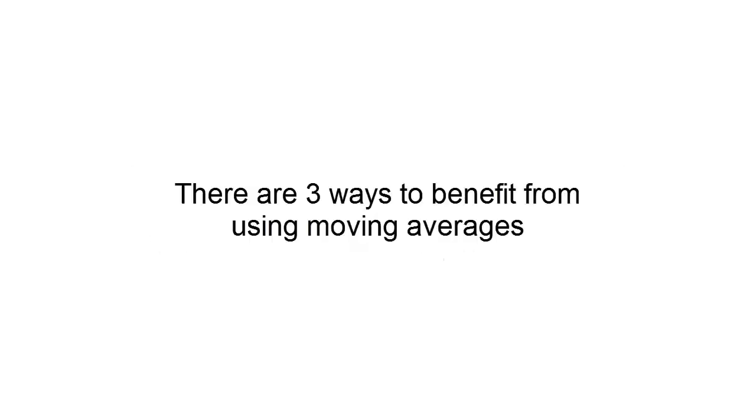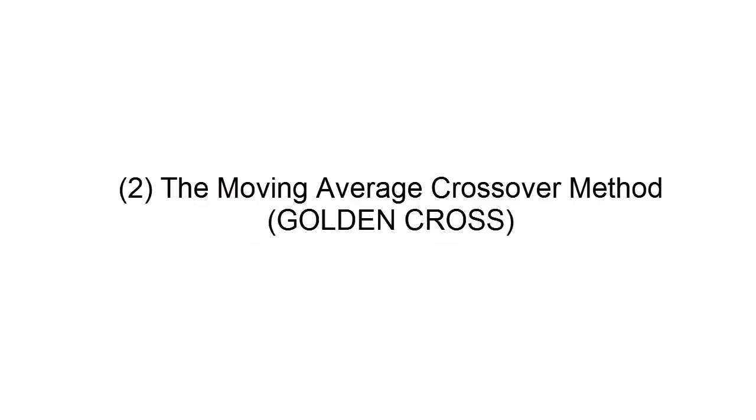There are three ways to benefit from using moving averages. One, there's the price crossover method, which I'll show you. Two, the moving average crossover method. That's the golden cross. And three, support and resistance. Now let's go and take a look at all three methods in action.